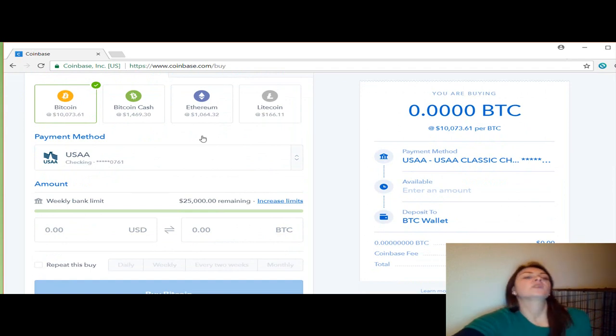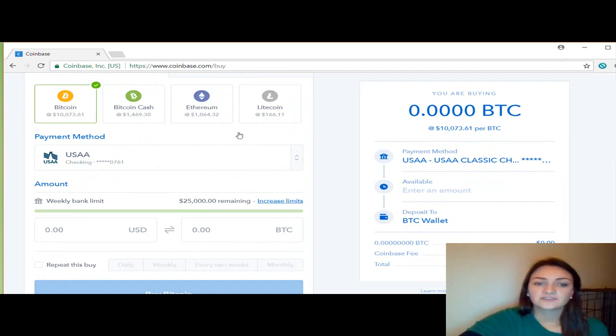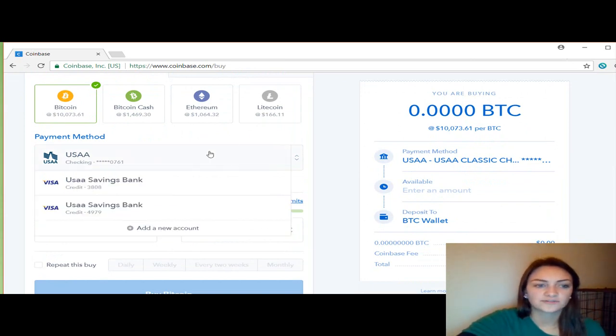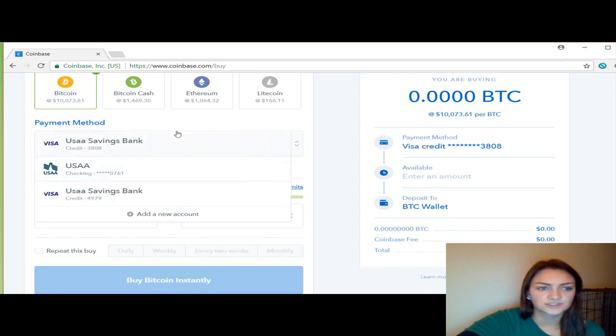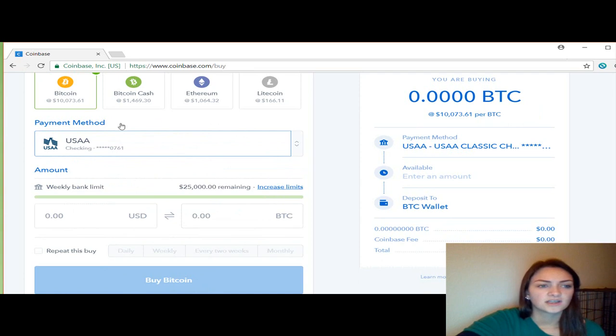Your payment method, you're going to have to input this in your settings, but I already have it in, of course. So I have 3 different payment methods. I have my bank account and 2 other credit cards that I've used. And so you click on whichever one you would like to use to purchase your coins. In this case, I have it clicked on my bank account.